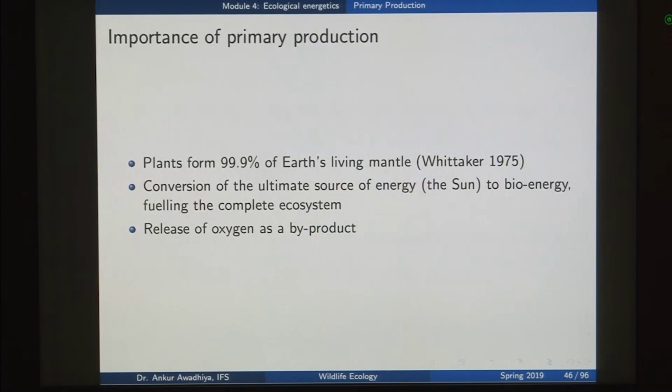So, why is it important to learn about primary production? It is important for three main reasons. One, plants form 99.9% of the earth's living mantle. There is a report from Whittaker which says that 99.9% of the earth's living mantle, or all the organisms that are living, is made up of the autotrophs or the plants. Because they form a very major portion of the ecosystem, it becomes extremely important to know about them.